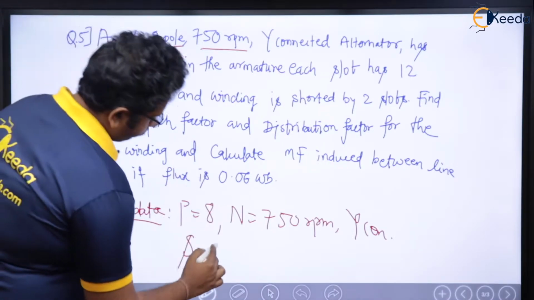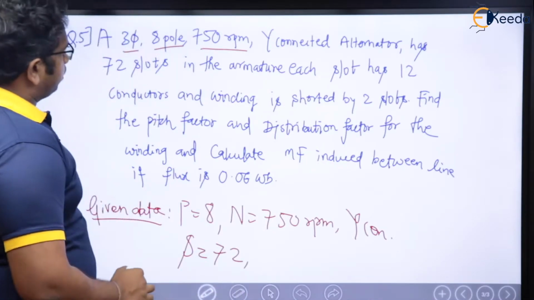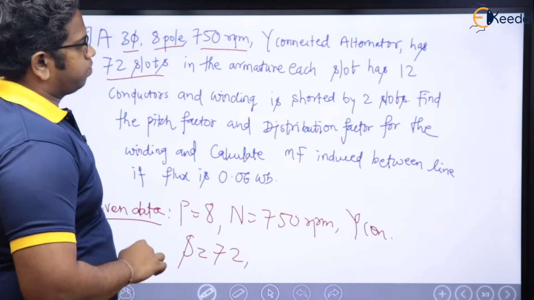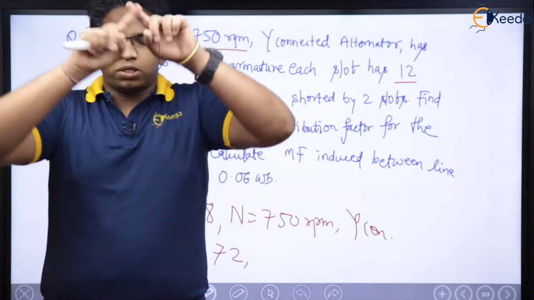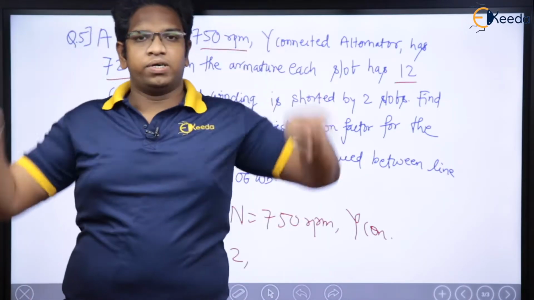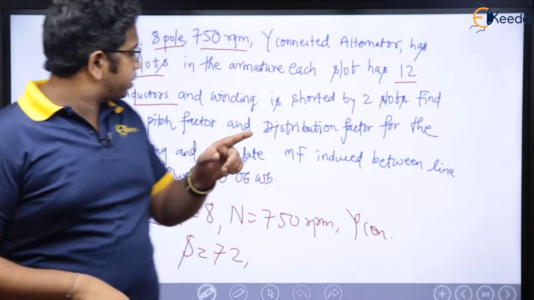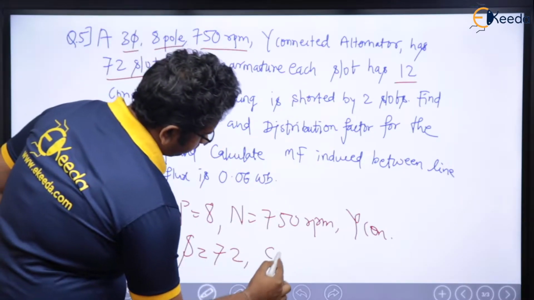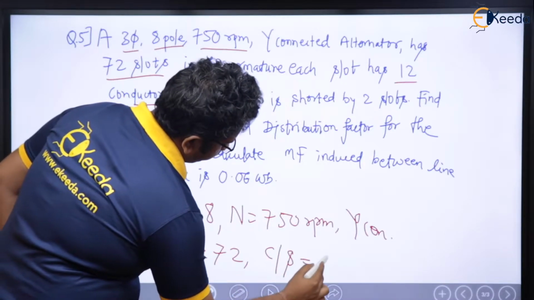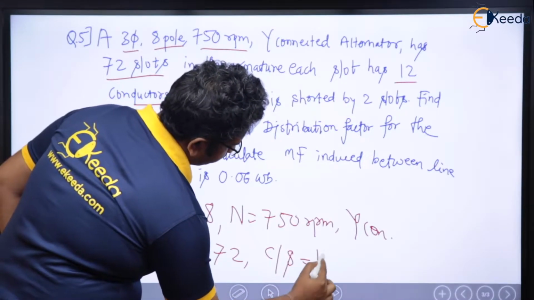How much? 72, right? 72 slots in the armature. Each slot has 12 conductors per slot, which means total slots are 72 and there are 12 conductors per slot. Each slot will have 12 conductors. So let me write conductors per slot is equal to 12.